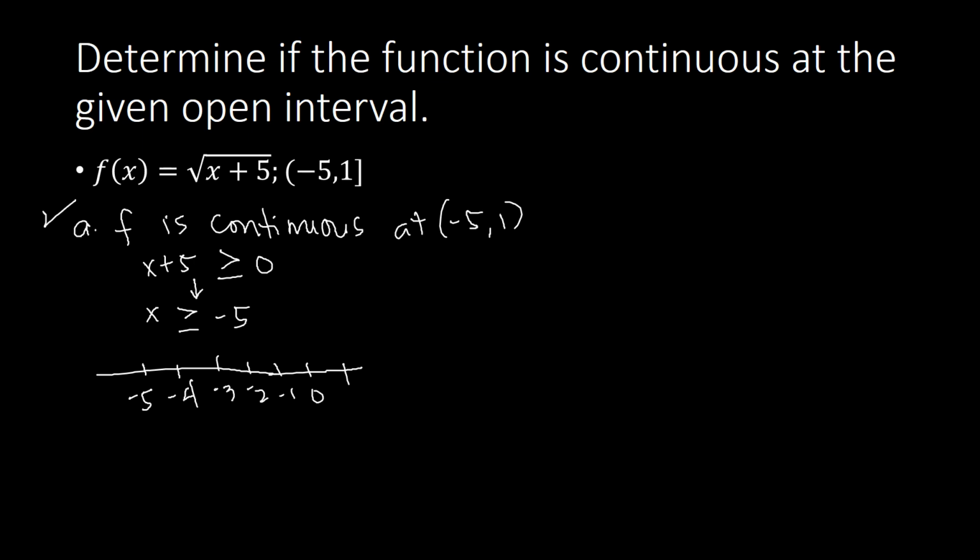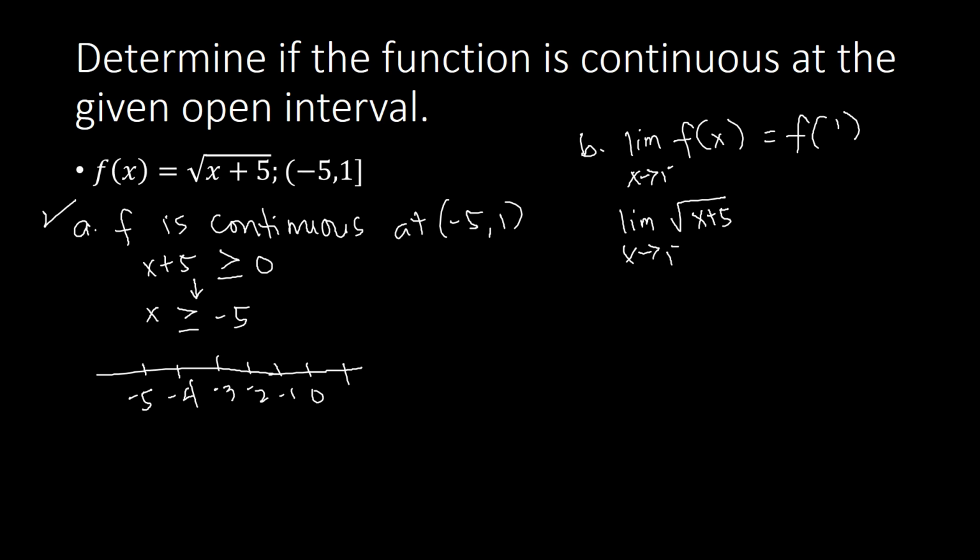Let's go to b. Since this is a half closed interval, we are only checking whether the limit of f of x as x approaches 1 coming from the left side is equal to our f of 1. So this is now the limit of the square root of x plus 5 as x approaches 1 coming from the left side. That will be equal to the square root of 1 plus 5. That will be equal to the square root of 6.